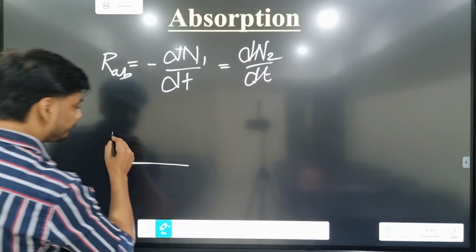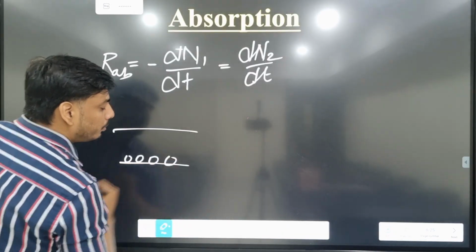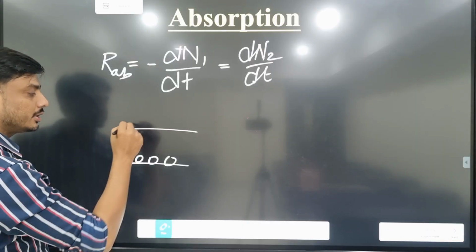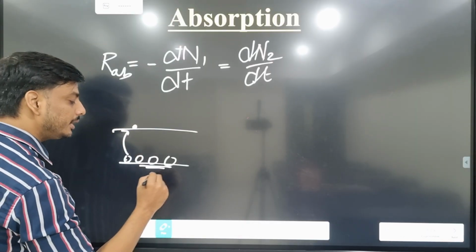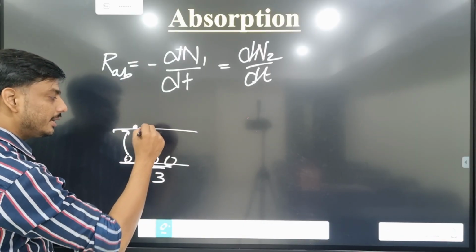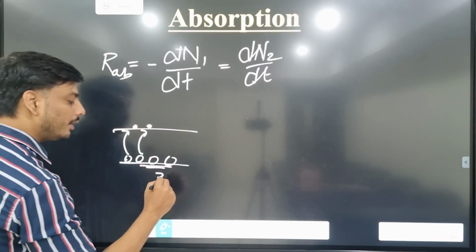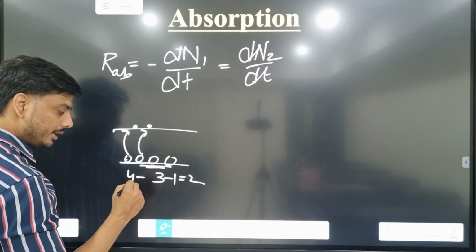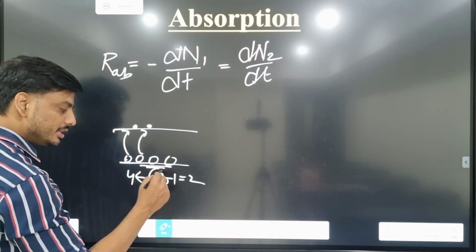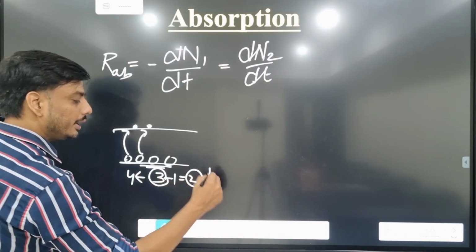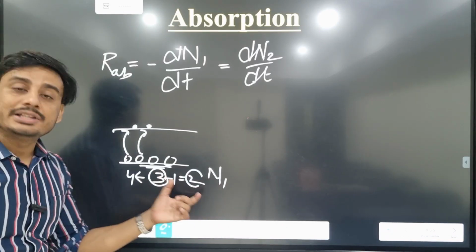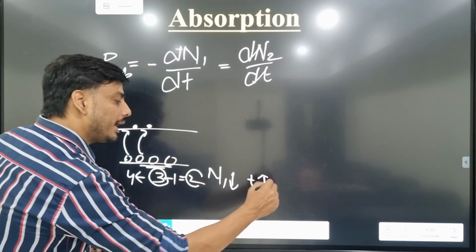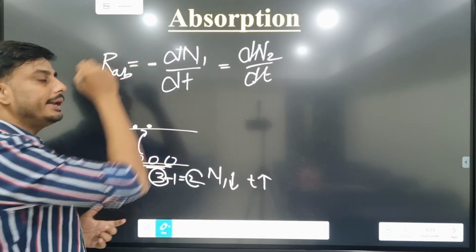Let me explain that here. If 4 particles are here, and one particle moves from lower energy state to higher energy state, now the number of particles remaining is 3. If another particle moves from lower to higher, now it is 3 minus 1, that is 2. So initially the number of particles was 4, then it decreases to 3, now decreases to 2. So N1 always defines the number of particles in the lower energy state, and N1 gradually decreases with increase in time. For that reason we have given a negative sign.